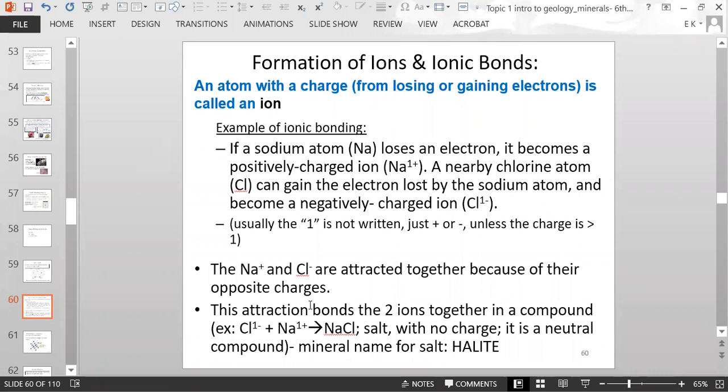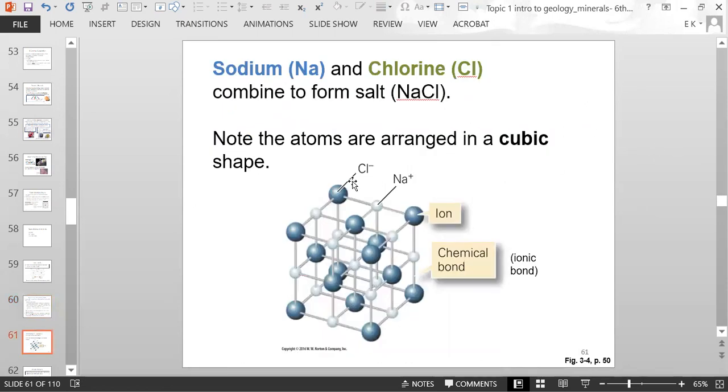Okay, so this attraction between the positive and the negative charges bonds the two ions together, forming the compound salt, NaCl, which is neutral. It does not have a charge. And again, that's salt, and it's called halite when you're referring to it as a mineral sample. I showed you this diagram earlier, but it's labeled: the chlorine is the larger circle and the sodium is the smaller circle.